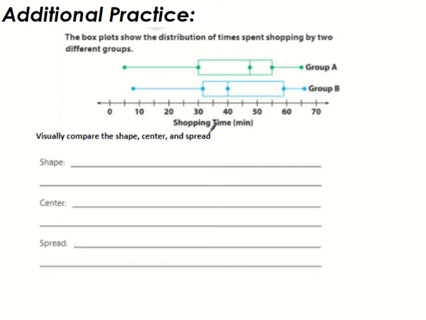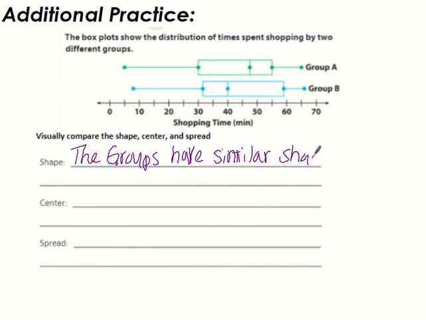So we're going to compare the shape. Well, is their shape hugely different right now? Do they look like a massive difference? Well, separately, no, right? These boxes look pretty similar. These whiskers look pretty similar. So the groups have similar shape.